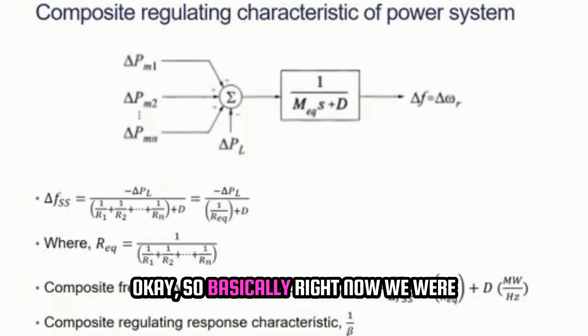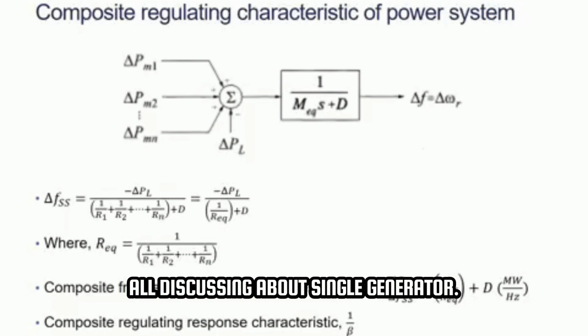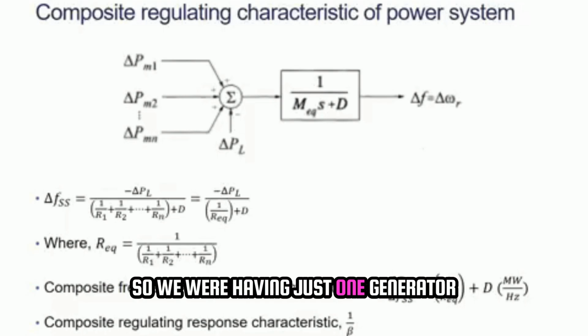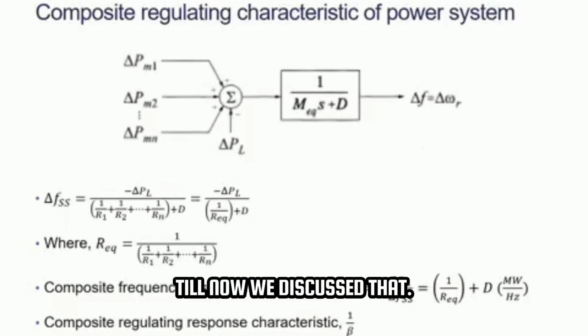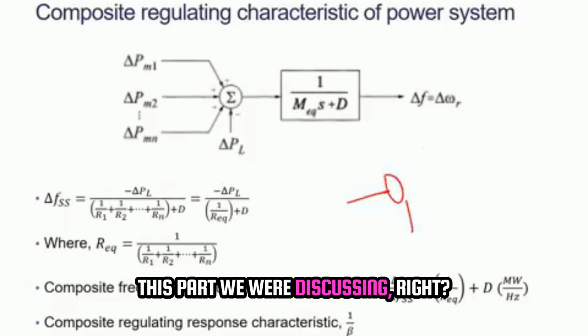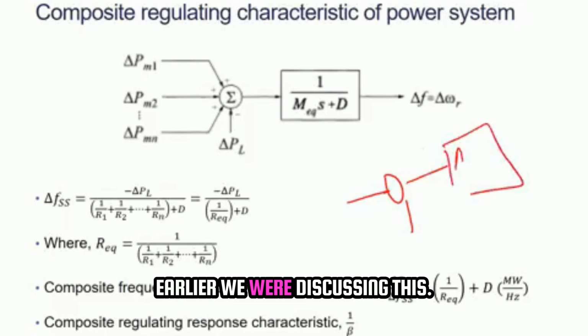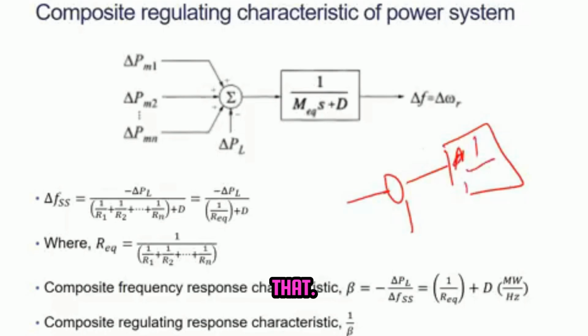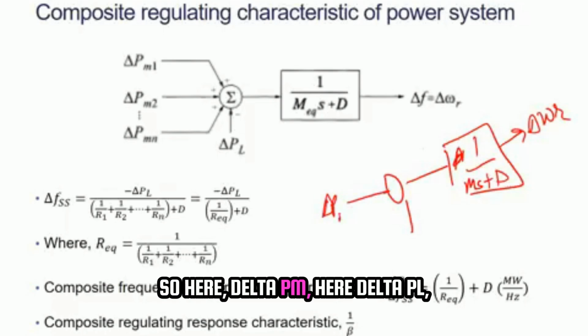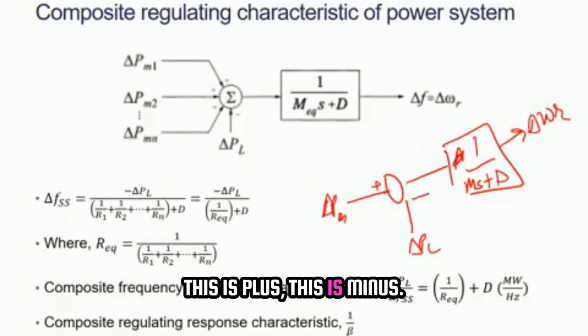Okay, so basically, right now we were discussing a single generator. We were having just one generator till now. We discussed this part, right? Earlier we were discussing this: here delta PM, here delta PL, this is plus, this is minus. This we were discussing till now.